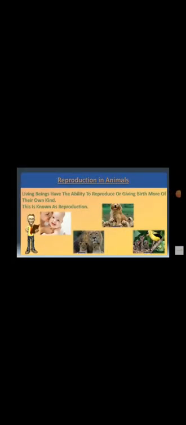Reproduction in animals. Living beings have the ability to reproduce, or give birth to more of their own kind. This is known as reproduction. For example, a lion gives birth to cubs. A dog gives birth to puppies. Birds give birth to chicks. And humans give birth to babies.